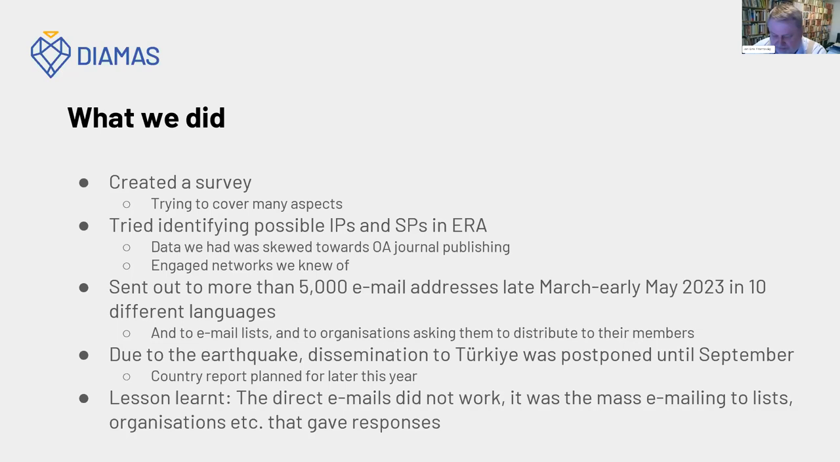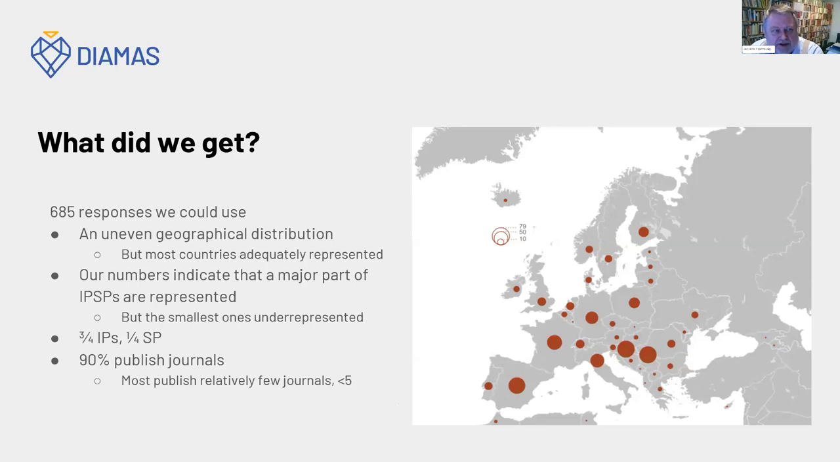And what did we get? We got 685 responses that we could use. The ERA, as Pierre said, is not only about the EU, it's the European Research Area and associated members. That means, for instance, that Norway, where I come from, is represented. We have Iceland, we have Switzerland, for instance. Turkey should be here. We have Morocco and Tunisia, we have Israel, and we have Georgia and Armenia, for instance. Some of them are aspiring to become part of the EU and some are aspiring to stay outside.